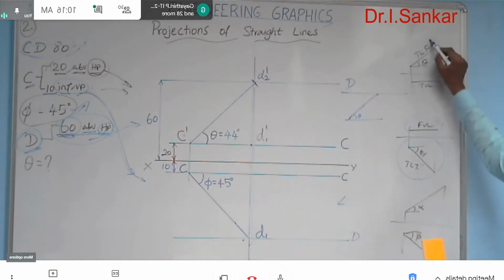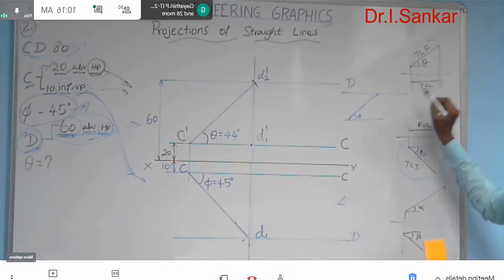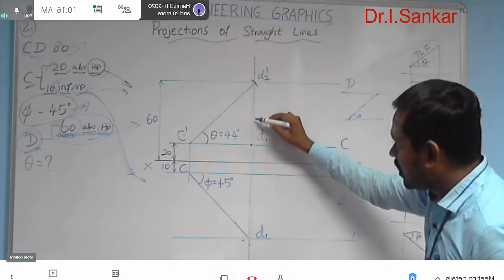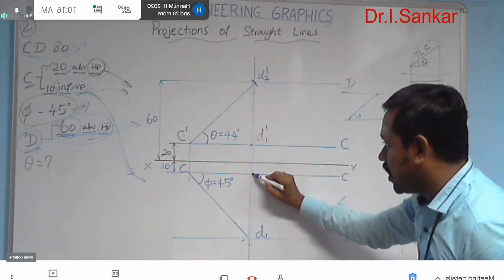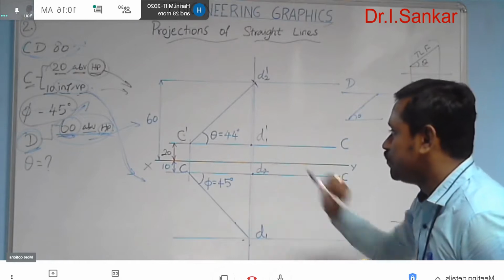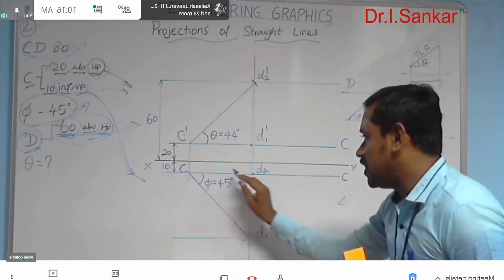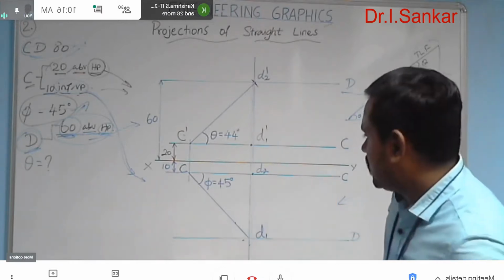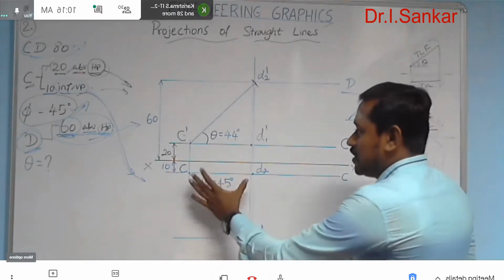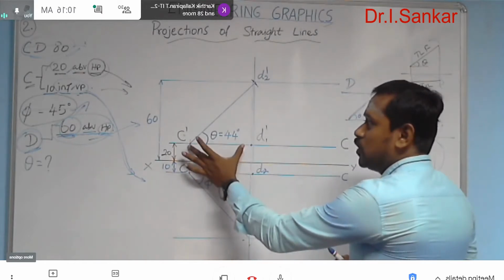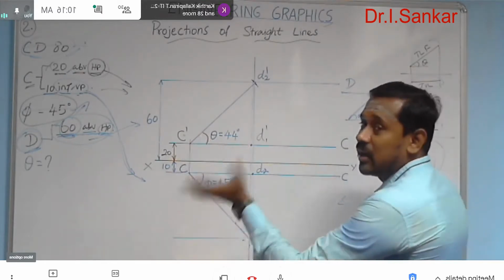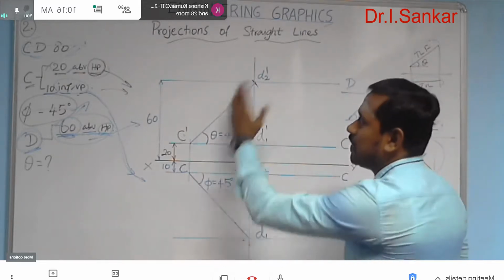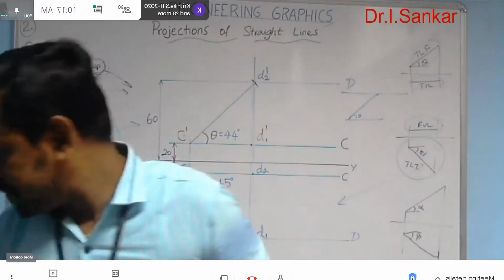Who is the pair for that? Top view length line. Where to mark the D2? The point D2 is just to follow the projector of D2, and here you can mark the point D2. And C D2 is nothing but your top view length line. Now I am having the top view length line, and the front view length line C dash D1 dash is already obtained. So by using these two, you can draw the final top view and the final front view by using the compass.